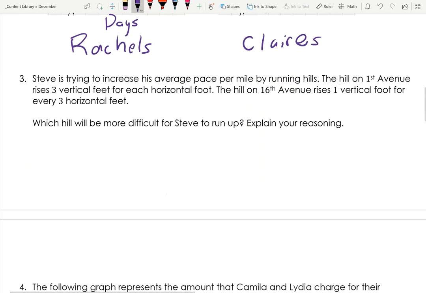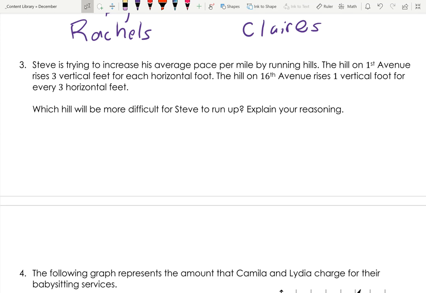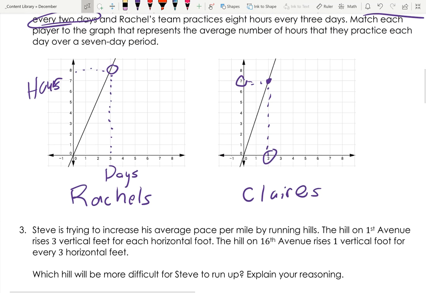All right. So that was essentially a matching one, looking for those points of interest, 3 days, 8 hours, 2 days, 7 hours, and just trying to find out which graph had those points.